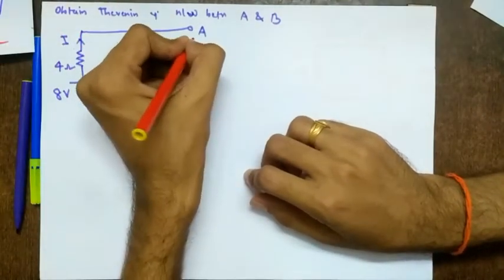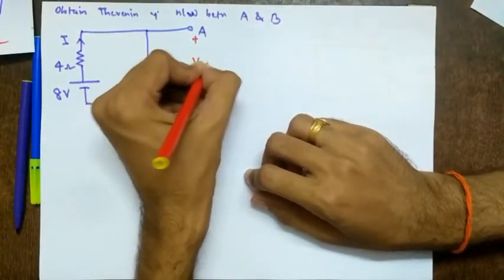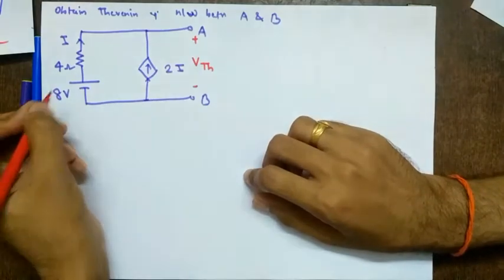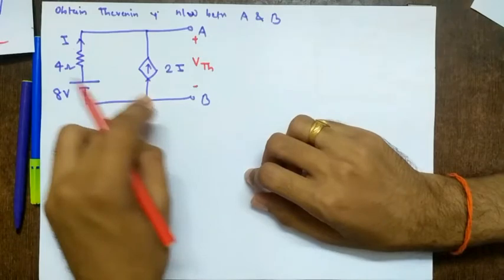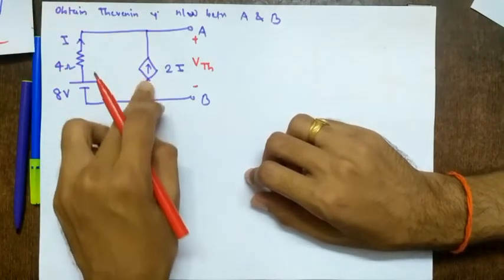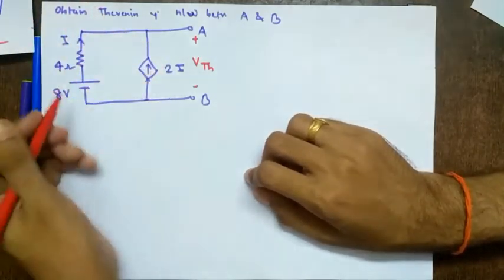First we have to find VTH. We have to draw a new diagram. I am showing it here only. So this is my VTH, right? No current is going to pass here. This is an open loop, so this current will go like this only. So can I say I is equal to minus 2i? Why minus? Because both are in opposite directions.